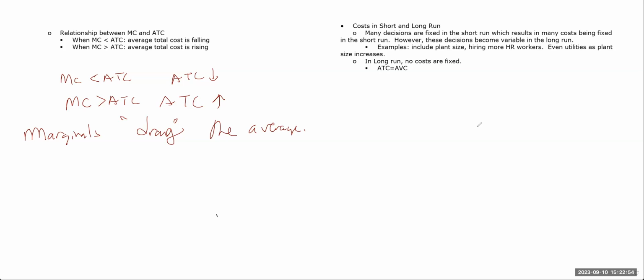In the short run, certain decisions cannot be changed, so certain costs are considered fixed. We have fixed costs. In the long run, there are no fixed costs. All costs are considered variable, so total cost is equal to total variable cost, or average total cost is equal to average variable cost.